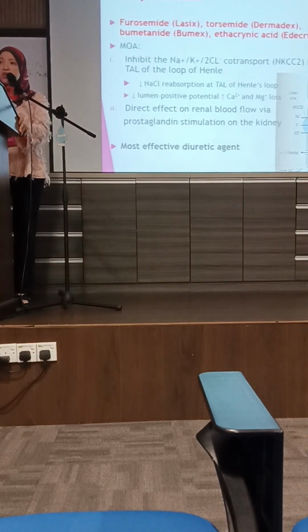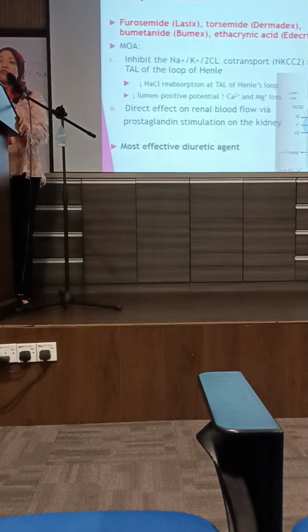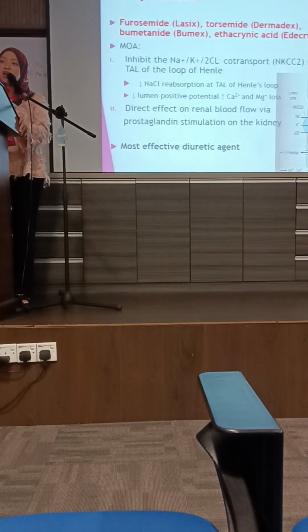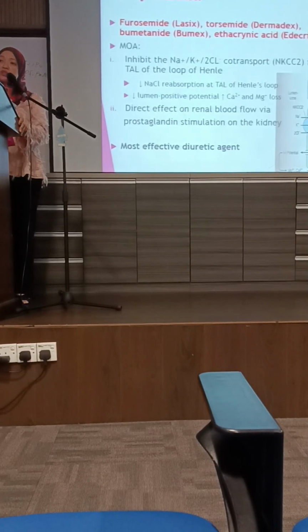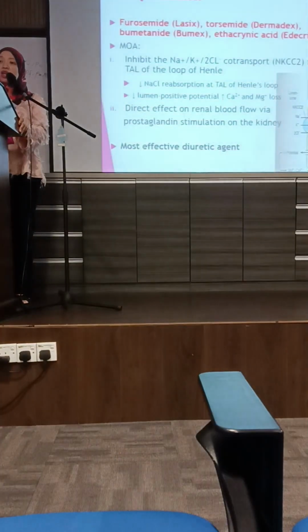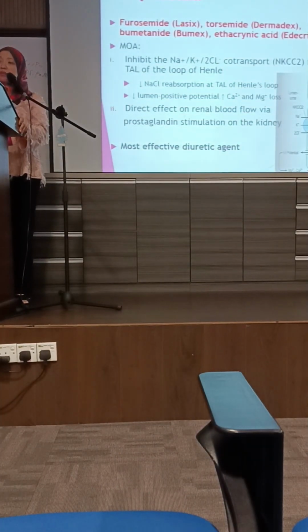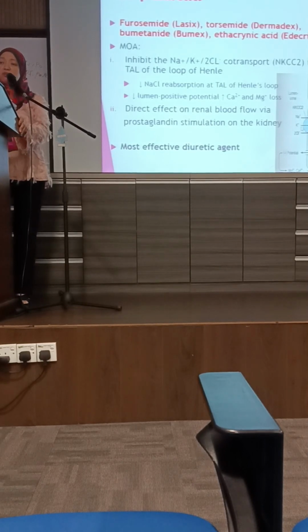Alright. Next diuretic is the loop diuretics. Examples of loop diuretics are furosemide, torsemide, bumetanide, ethacrynic acid. Usually I arrange the drugs according to the most commonly used, and the most commonly used is Lasix or furosemide. For the mechanism of action of diuretics, you have to remember the most important mediator or co-transporter in each of the tubules. So you can remember the mechanism of action. For loop diuretic, it will affect your NKCC2, sodium potassium 2 chloride co-transport, NKCC2 in the thick ascending limb of loop of Henle.